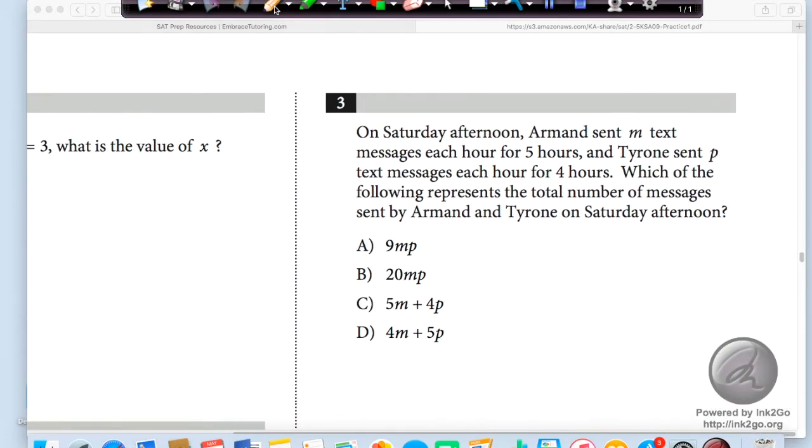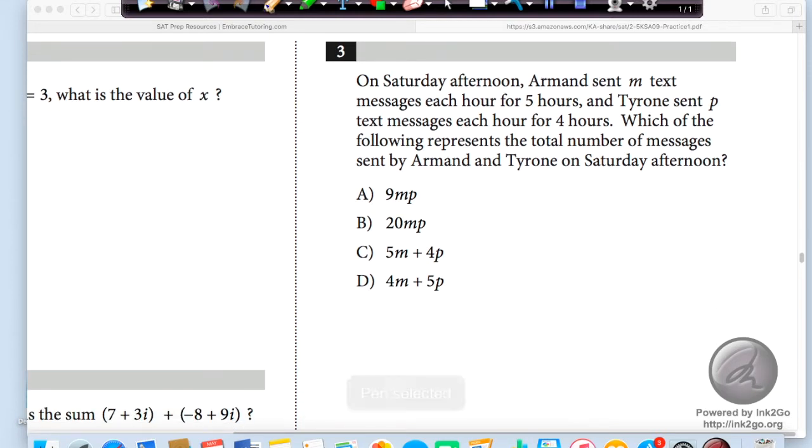Question 3 says, on Saturday afternoon, Armand sent M text messages each hour for 5 hours, and Tyrone sent P text messages each hour for 4 hours. I see that both of these are within an each-hour increment, which is good to know, and both are also within hours. It says, which of the following represents the total number of messages sent by Armand and Tyrone? I like this because I'm immediately thinking total, and the word and are big hints.